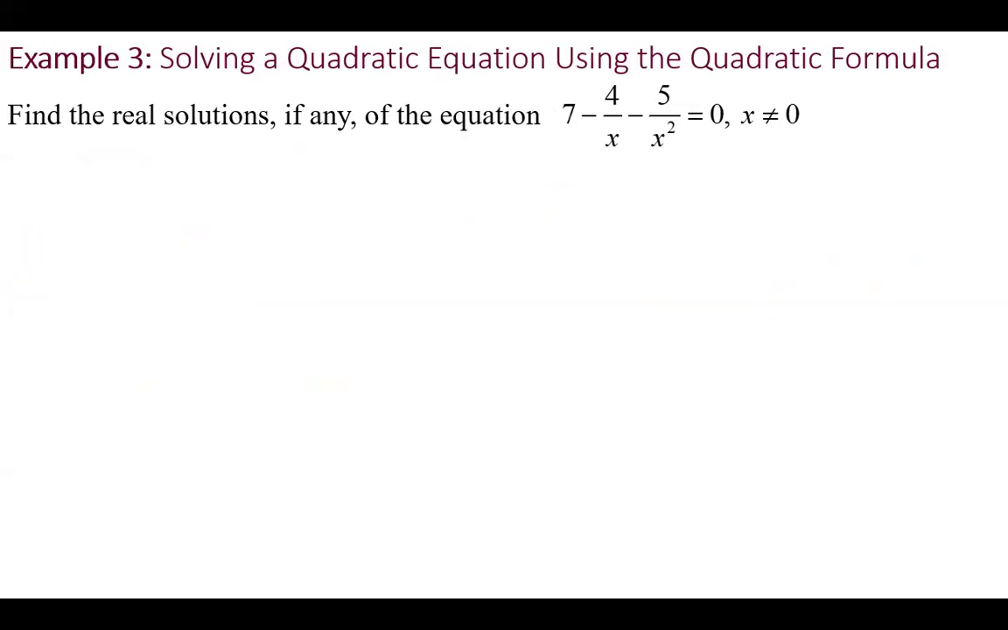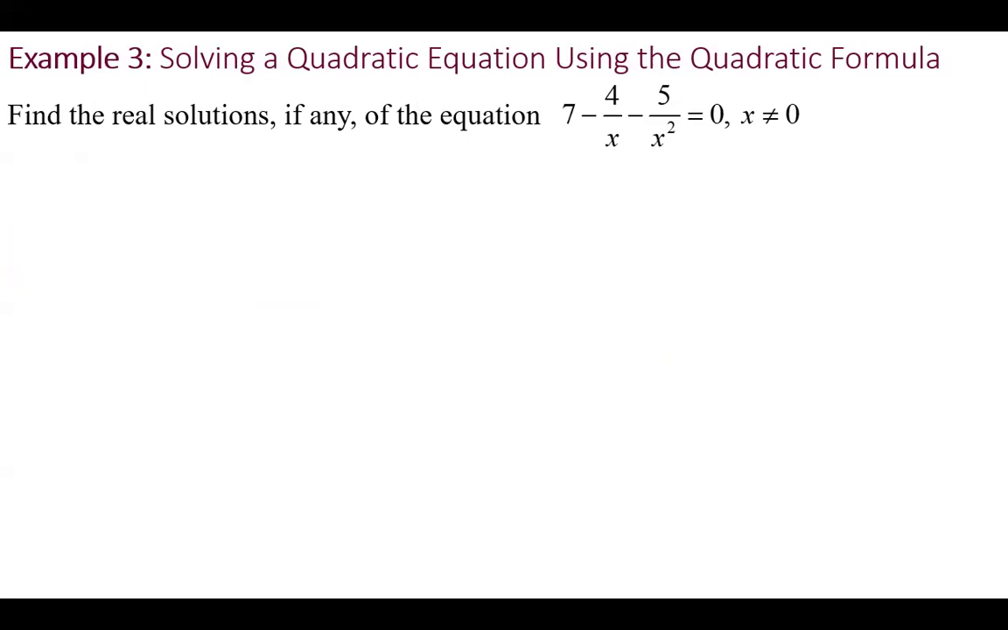A lot of times we freak out when we see fractions, right? The thing is, you can actually get rid of fractions. All right. So when we look up at this problem, we have 7 minus 4 over x minus 5 over x squared equals 0. You're like, oh no, it's a fraction. We're in trouble. Well, we're not. We're going to remove the fractions. Okay. How to remove the fractions?